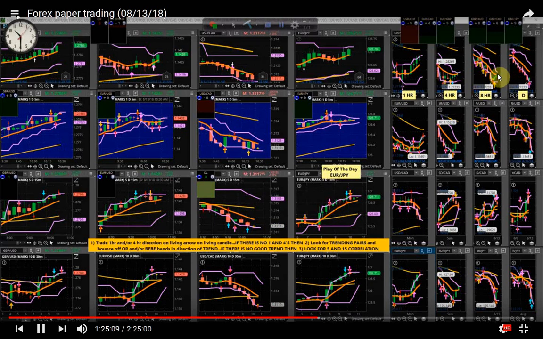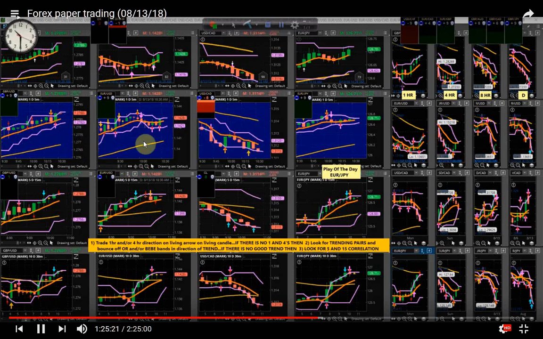Look where you are. You're virtually on the orange line on the 8 hour. You're on the BB bands on the 4, you're through the BB bands on the 1. This is a risky trade. When you see everything else as well, put it all into context.